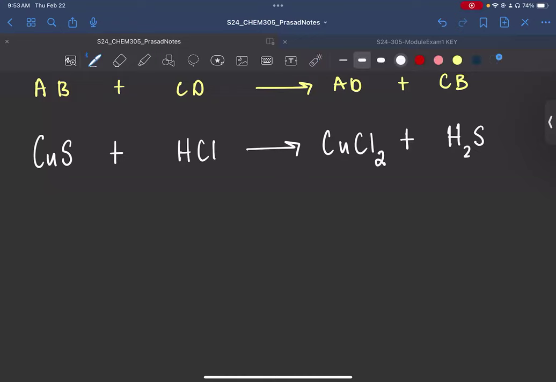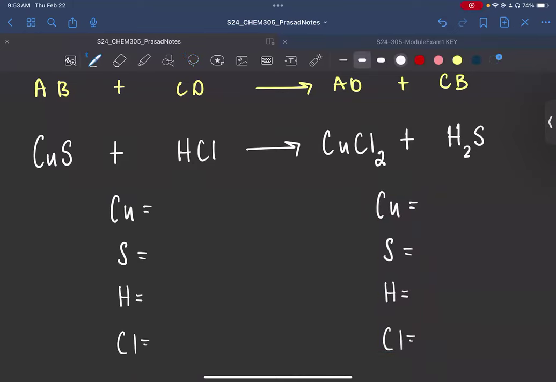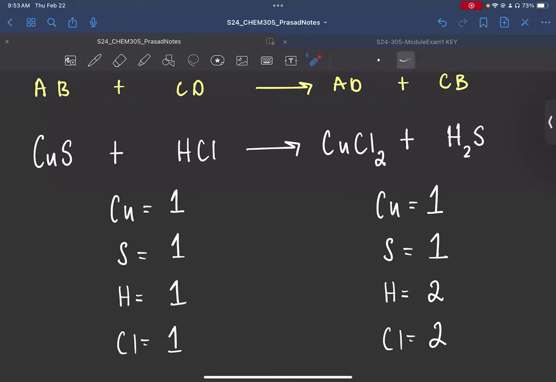Let's try to balance this reaction. On the left-hand side, we have copper, sulfur, hydrogen, and chlorine. Same thing on the right. As of right now, we have 1 copper, 1 sulfur, 1 hydrogen, 1 chlorine. On the right-hand side, we currently have 1 copper, 1 sulfur, 2 hydrogens, 2 chlorines. All I have done is represent what we've already figured out, presented in a sort of list. According to the left and right side, copper and sulfur are both balanced. No worries about that. We're good. But the hydrogen and Cl are not balanced.